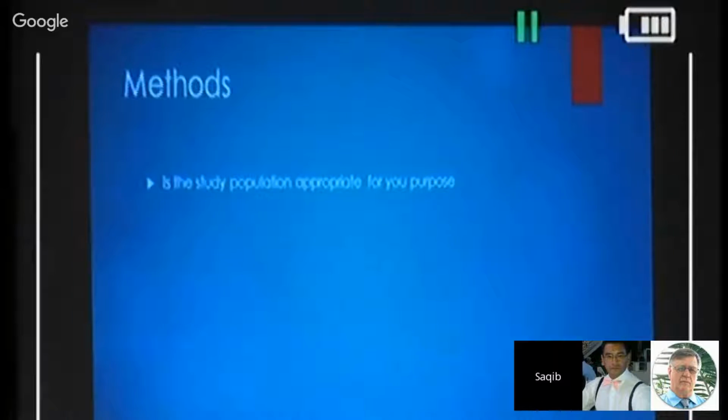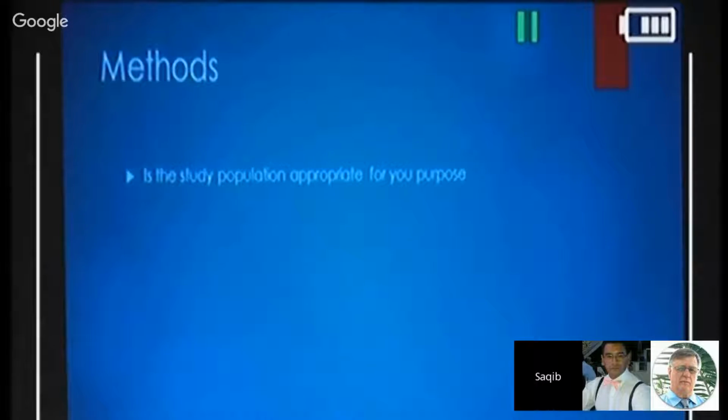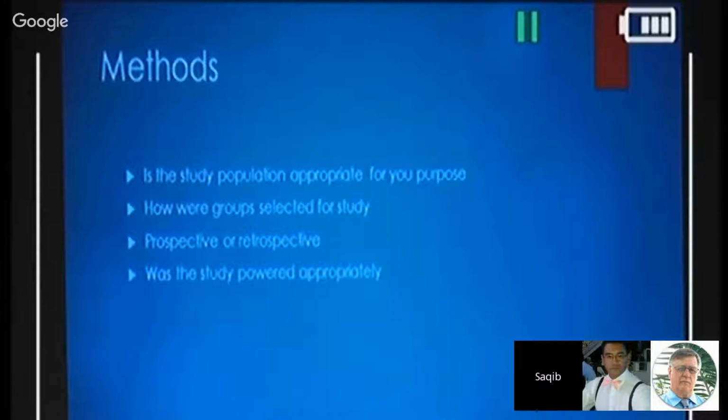Okay, so looking at the methods section, is the study population appropriate for your purpose? Is this an equivalent group of patients to what you have? How were the groups selected? Randomized, what was the method of randomization? Was it done surgeon to surgeon? All of these things you need to look at. Is it prospective or retrospective? We've talked about that. Is the study powered appropriately?